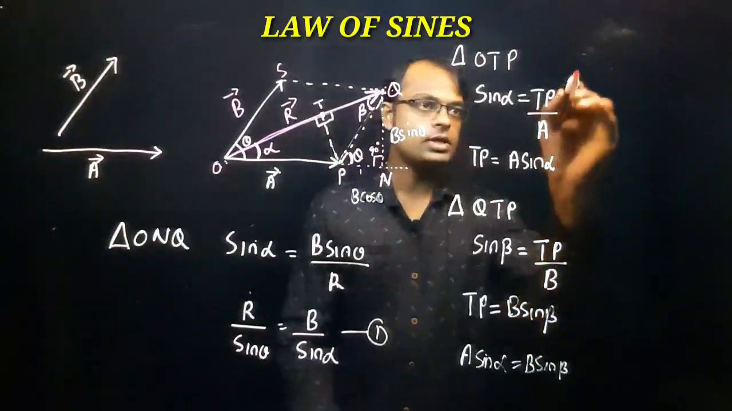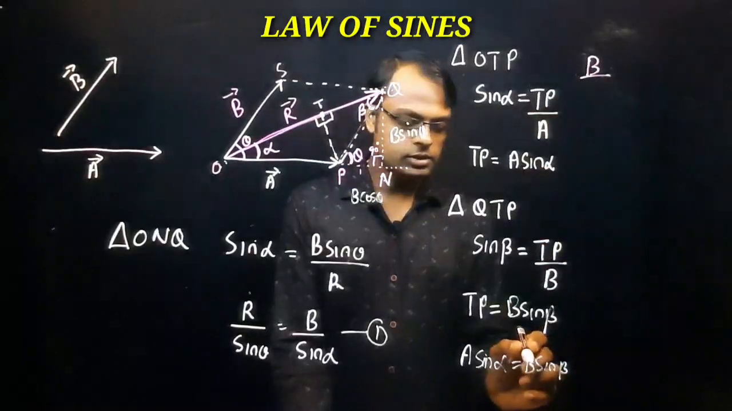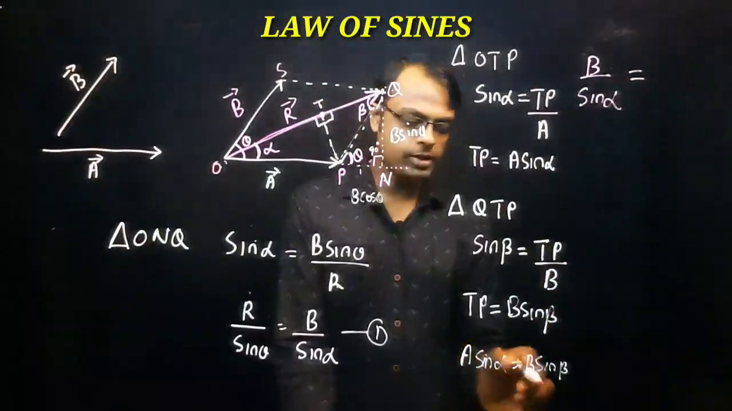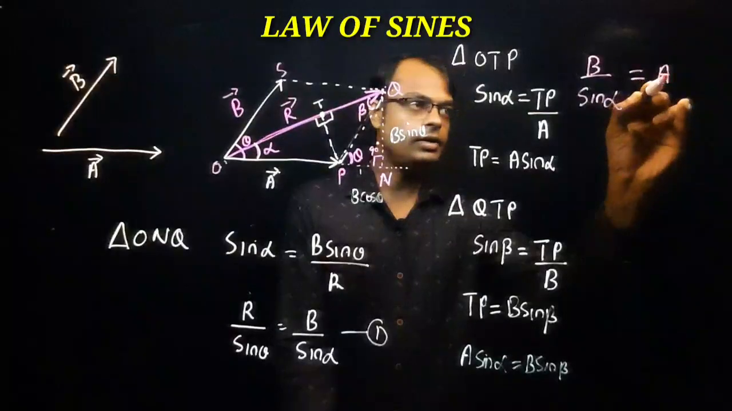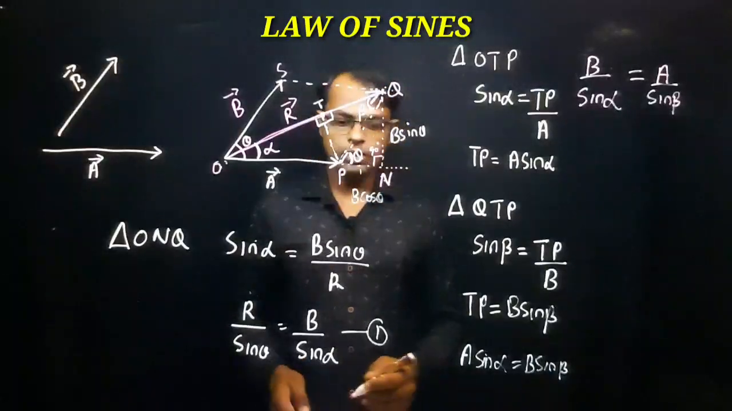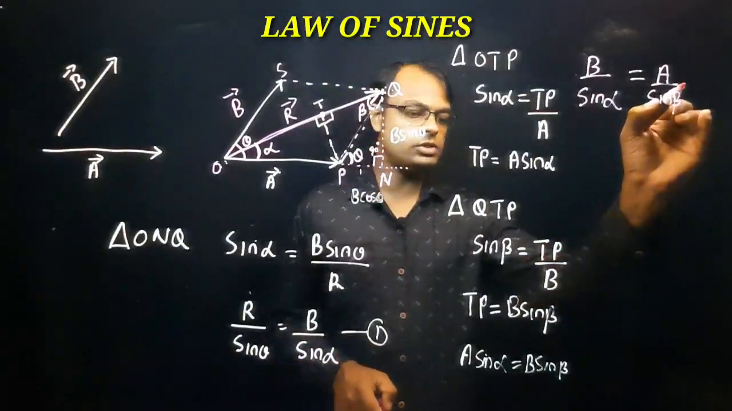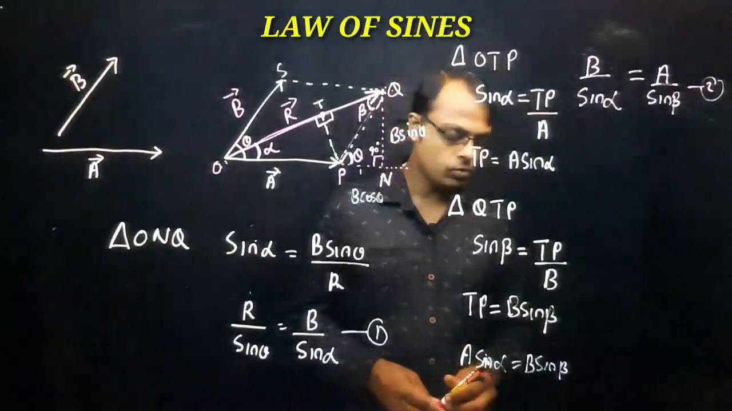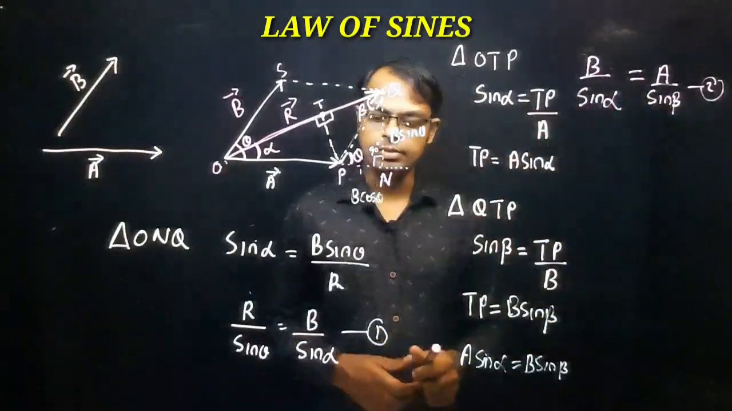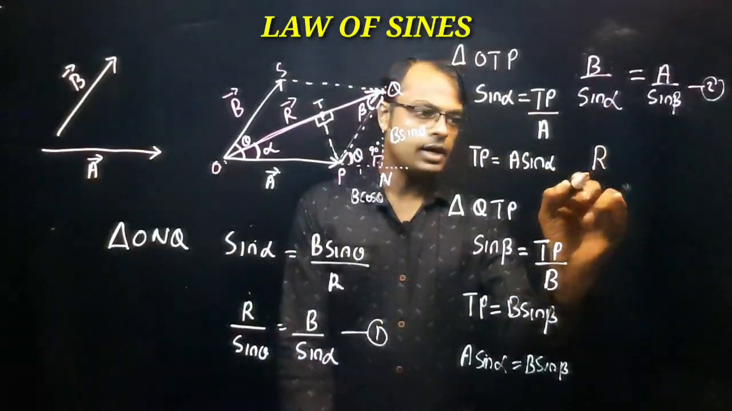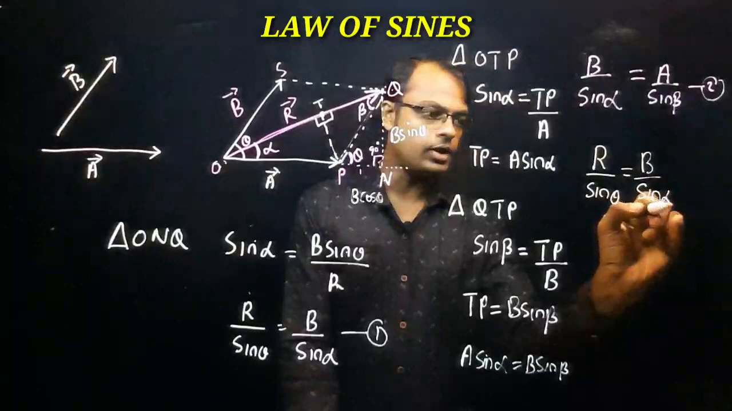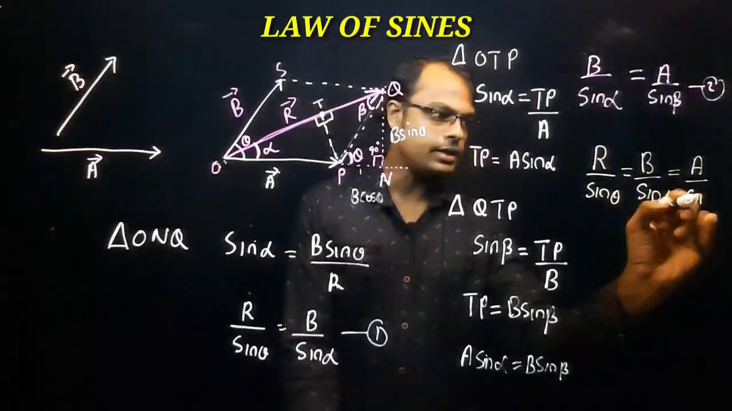So we can write this equation as B divided by sine alpha is equal to A divided by sine beta. Say it as equation number 2. Now look at equation number 1 and equation number 2. Compare them. B by sin alpha is equal to R by sin theta. B by sin alpha is equal to A by sin beta. So we can write this as R by sin theta is equal to B by sin alpha is equal to A by sin beta.